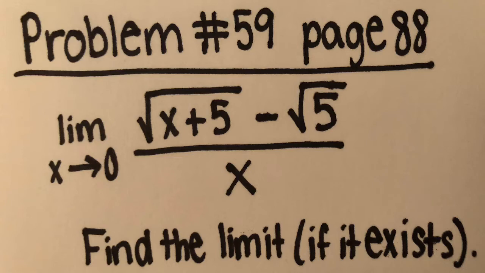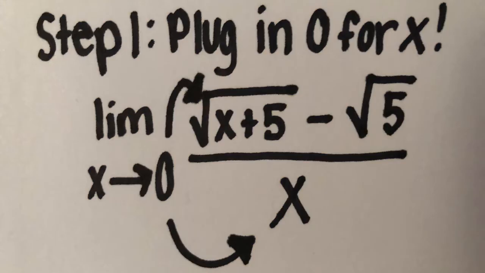Hello, class. Today I am going to be teaching problem number 59 on page 88. The problem reads, find the limit if it exists. We are given the limit as x approaches 0 of the square root of x plus 5 minus the square root of 5 all over x. You're probably wondering where to even start.